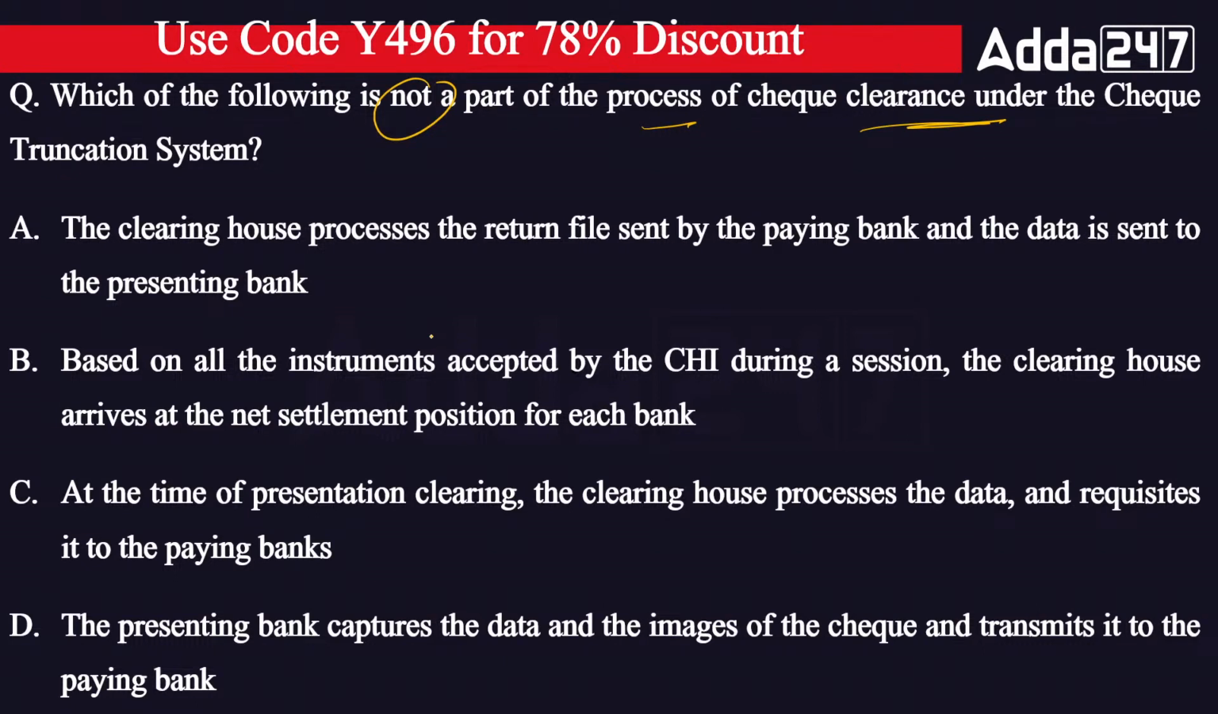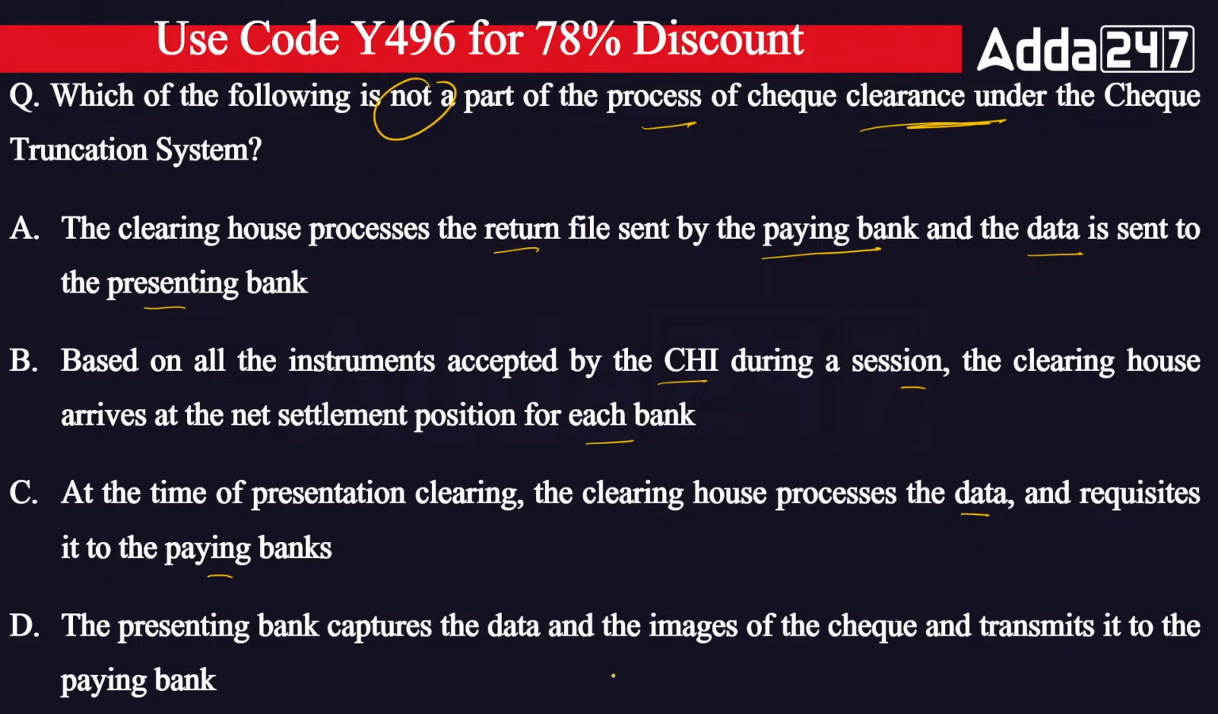So first is saying here, the clearing house processes the return file sent by the paying bank and the data is sent to the presenting bank. Second is saying based on all the instruments accepted by CHI, that is clearing house, during a session, the clearing house arrives at the net settlement position for each bank. Now the next is saying at the time of presentation clearing, the clearing house processes the data. It requisites it to the paying banks.